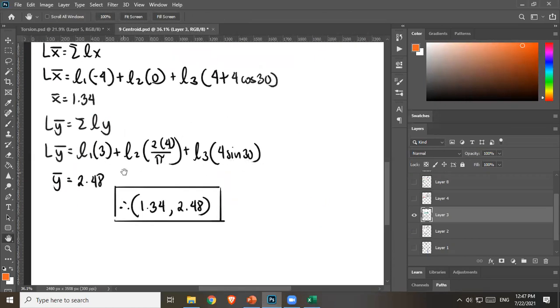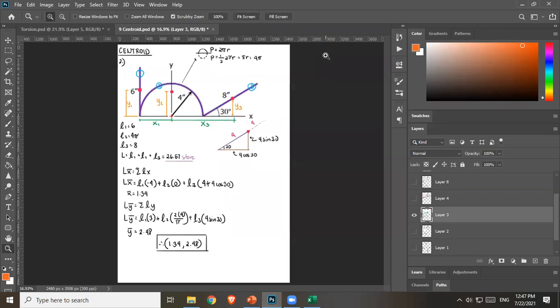And then computing for y bar, you get 2.48. So our final answer is 1.34 and 2.48. Okay, so that's number 2. Any questions for number 2? Please answer in the chat.